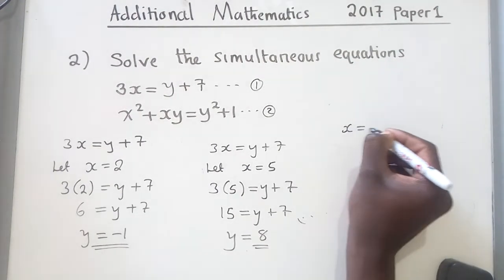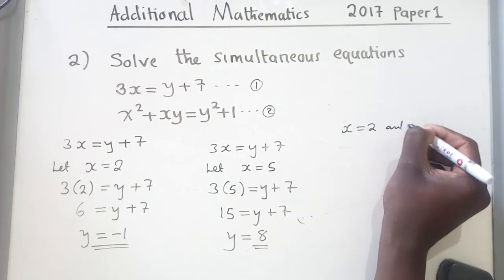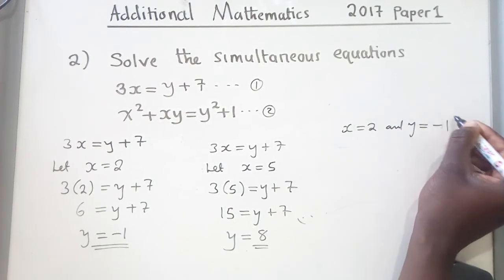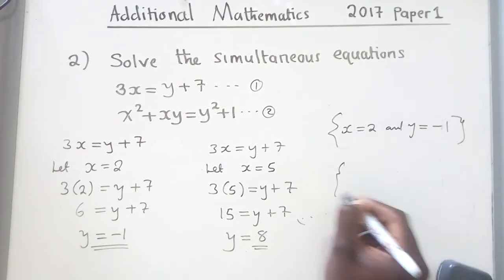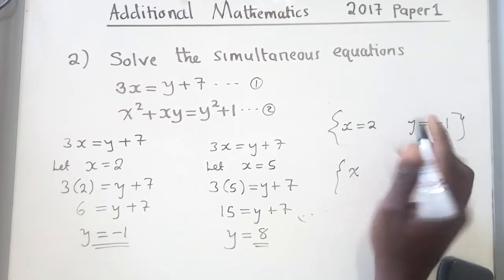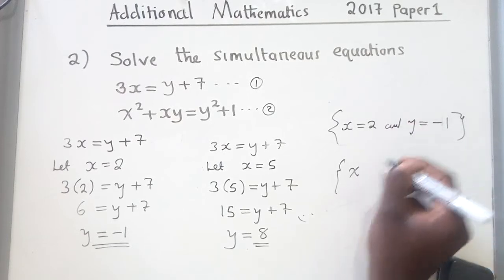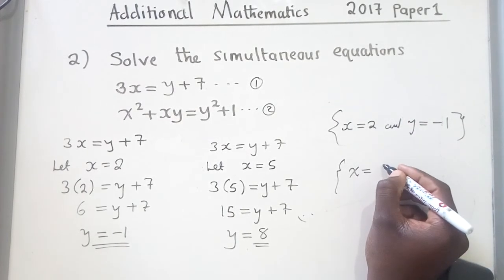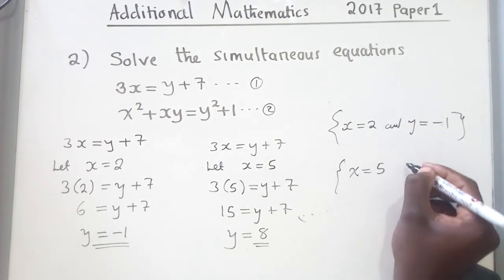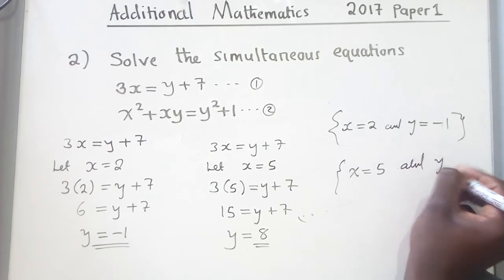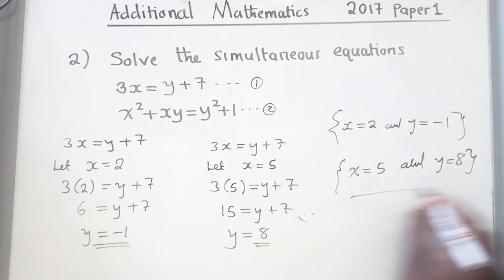So these are the solutions. x is equal to 2 and y is equal to -1, and x is equal to 5 and y will be equal to 8. So these are the solutions.